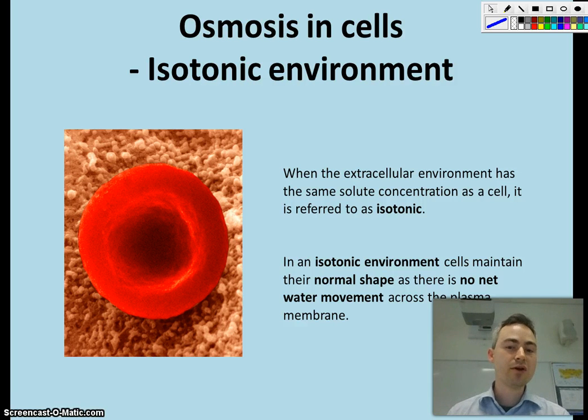If you're in an isotonic environment, it's an environment where the extracellular fluid, that is the stuff outside of the cell, has the exact same solute concentration as the cell, as the cytosol of the cell. So that's isotonic, the same concentration on either side. In that case, there'll be no net movement of water in or out of the cell. Water will still move in or out of the cell, but it will happen at an equal rate. So there'll be no overall or net movement of water across the plasma membrane. Therefore, the cell will keep its given structure.